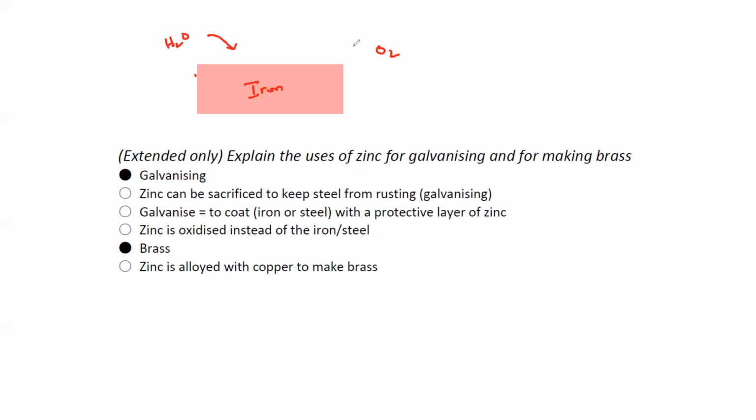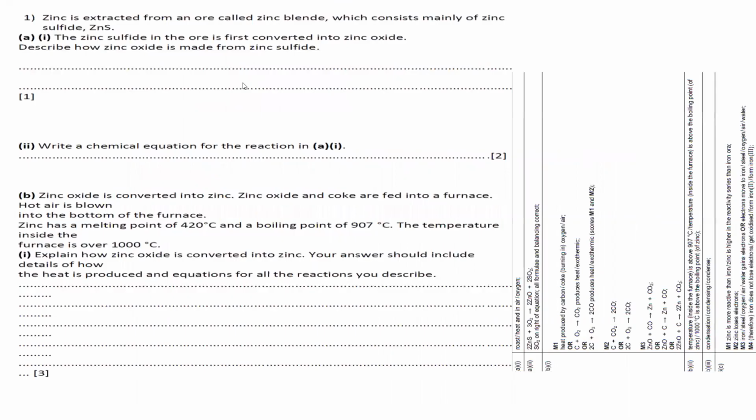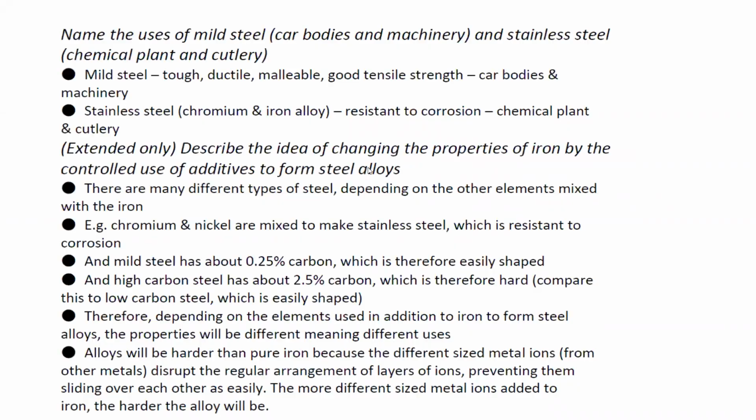So this water vapor and oxygen can react with iron, and when they react with iron, it causes rusting of the iron. And what is the effect of the rusting of the iron? When iron rusts, its strength decreases, because when it turns into rust, it becomes weak. So how can we prevent the iron from rusting? If you want to stop iron from rusting, we can coat this iron with a more reactive metal, which is zinc.